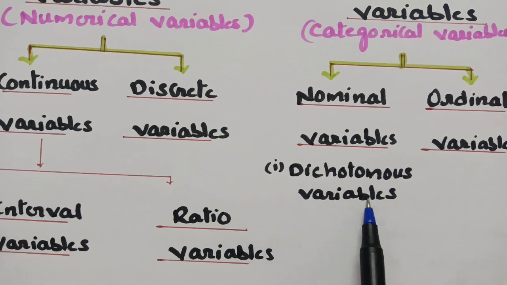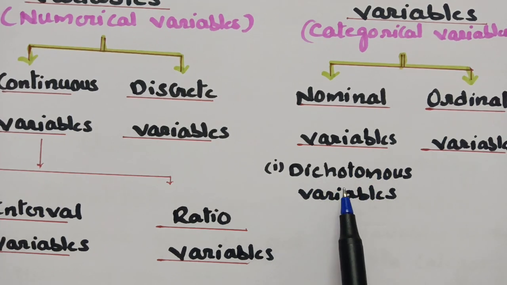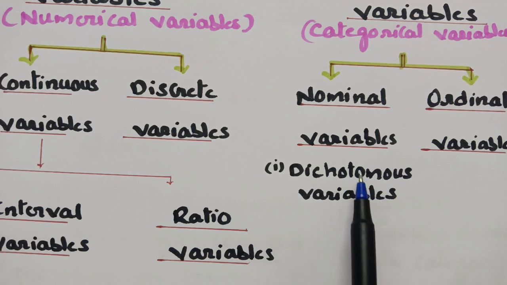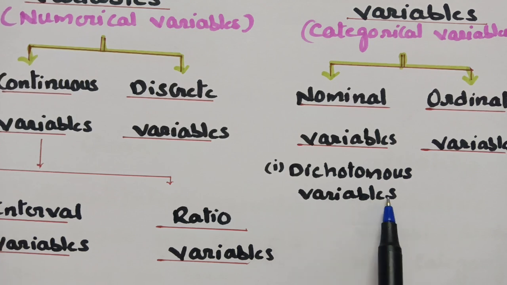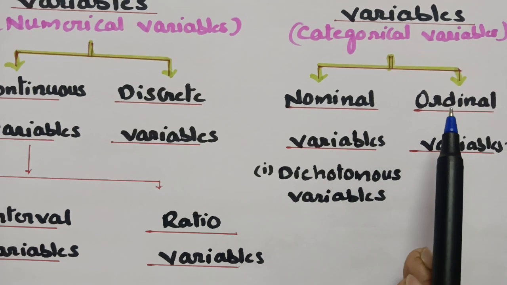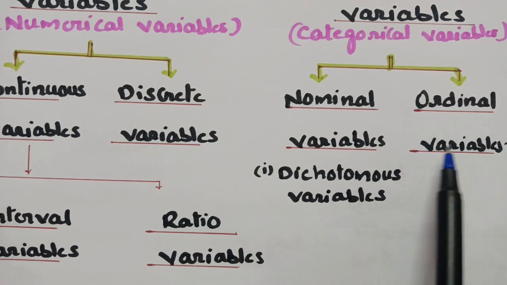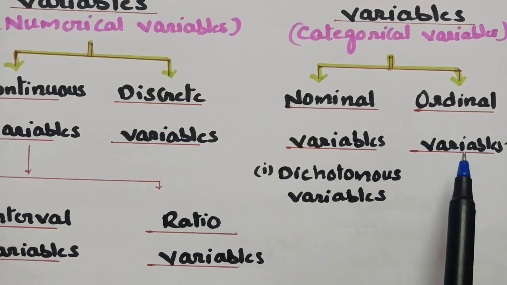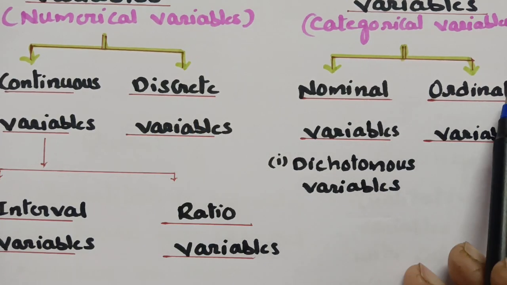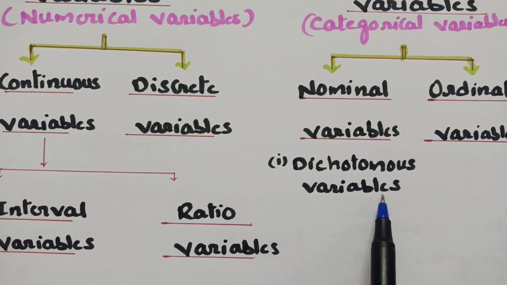The dichotomous variable also has categories or classifications, but among only two. We have to opt for any one of them, and therefore it is called dichotomous. And the ordinal variable is the same as the nominal variable, whereas the order and the rank are maintained among the classifications. So you got an idea on continuous variable, discrete variable, nominal variable, ordinal variable, and dichotomous variable.